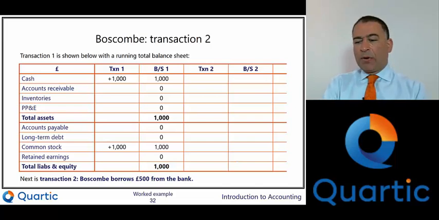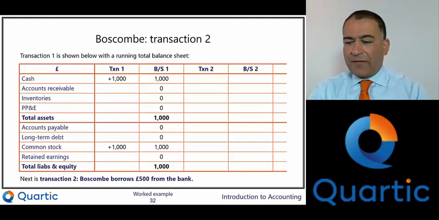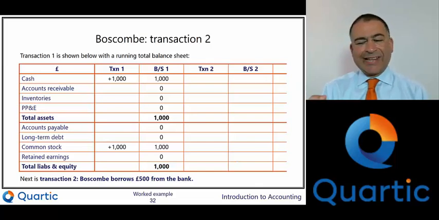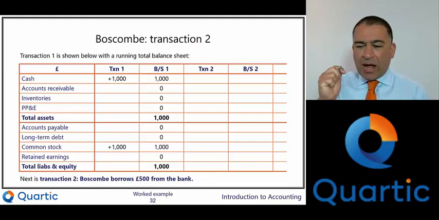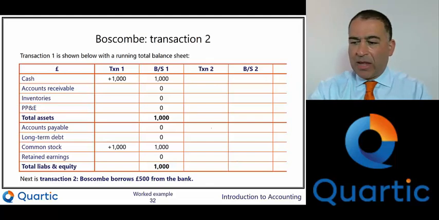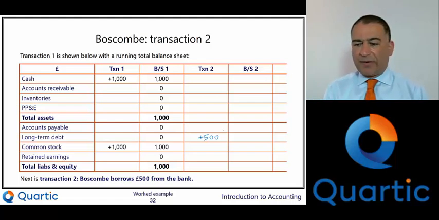Second transaction, Boscombe borrows £500 from the bank. So press pause and have a go at that one now as well. What do we have? £500 from the bank. Hopefully you're saying, well, the bank, this is a long-term borrowing. It doesn't say it's long-term, but let's assume it is. It's the only place it can go on the liabilities side. We've borrowed from the bank, we're going to have to repay it, so it falls under the definition of liability. And long-term debt is going to be plus 500.